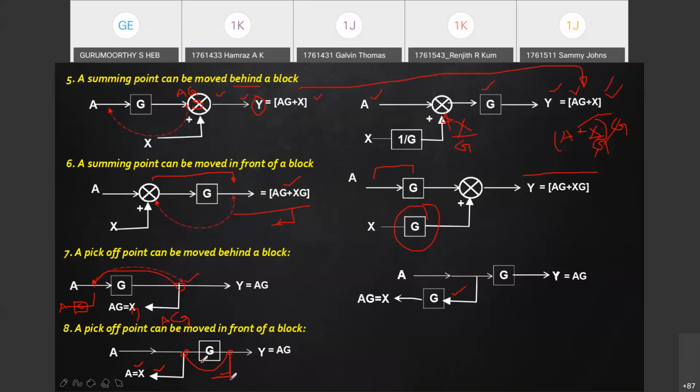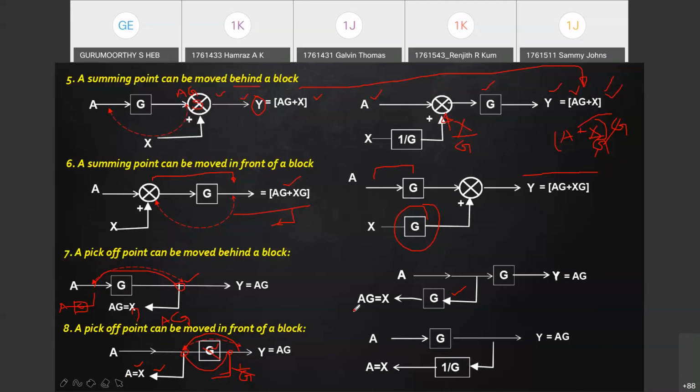That means, to have A on both sides, you have to divide by this block value. So when you divide A into G by the block value, it is 1 by G. So A, G into 1 by G, the G cancels, so you get A. So here the takeoff point is moved in front, after the block, divide with this value; before the block, multiply with the value. So these are some of the points that you have to remember when you do this modification.